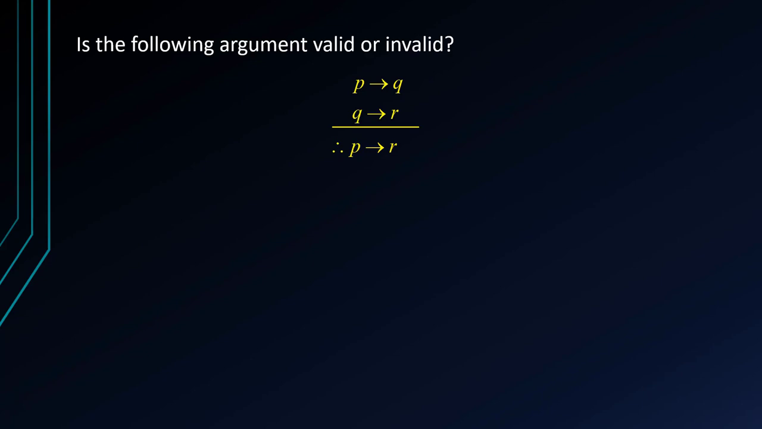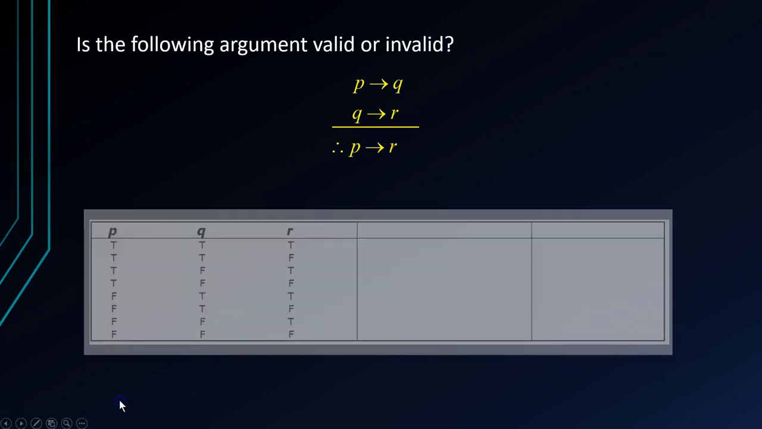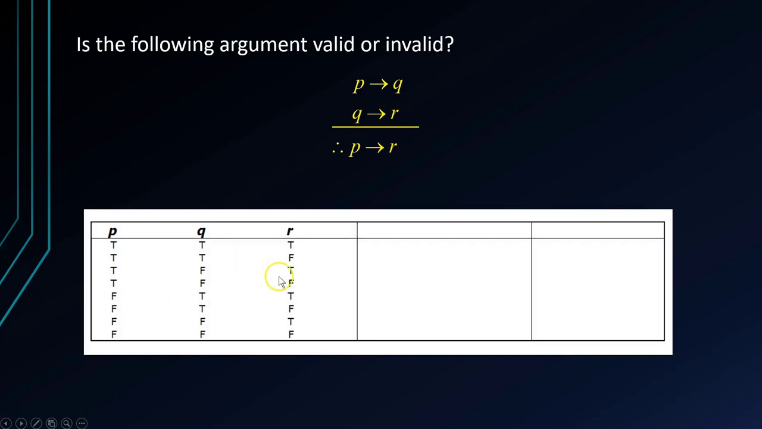So here's how you could determine if it's a valid argument or not using a truth table. I'm going to set up the truth table with P, Q, and R, and these are all the possible combinations of true and false that these have. And I'm going to look at these two premises, these two given statements. And again, we want to assume these to be true. So I want to figure out where these will be true. So I'm going to look at both of those.